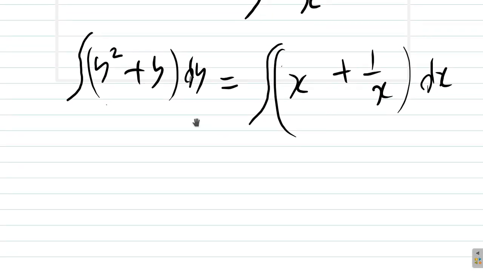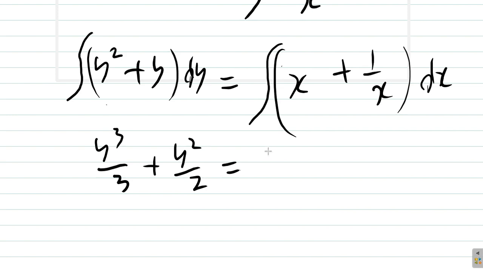So what you have here now is y cubed over 3 plus y squared over 2. Right? You see that? You have to know how to deal with your power rule when you deal with your integration. This is x squared over 2 plus ln x, and then you put your plus c. So that is your solution.